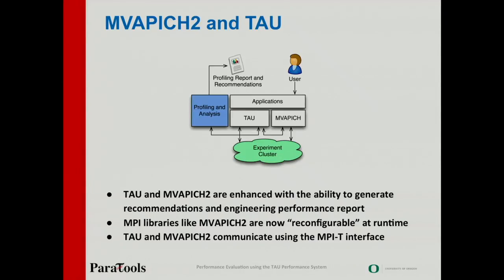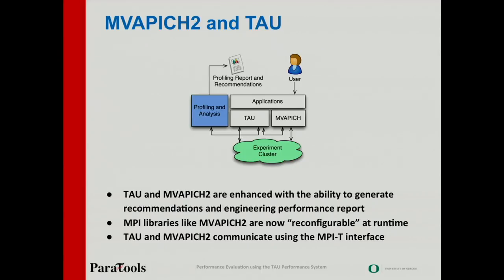So our goal is to create recommendations. Our goal is to show you what happened in a given run, and based on the engineering performance report, you will be able to see how changing one particular parameter affected the overall performance, or what was the difference in the total execution time of the program, what was the difference in MPI wait timings, and so on.